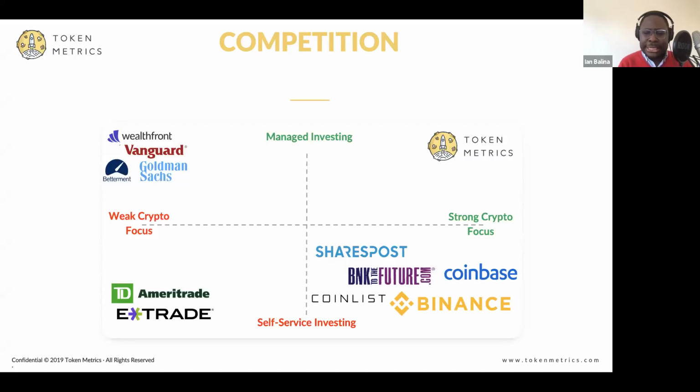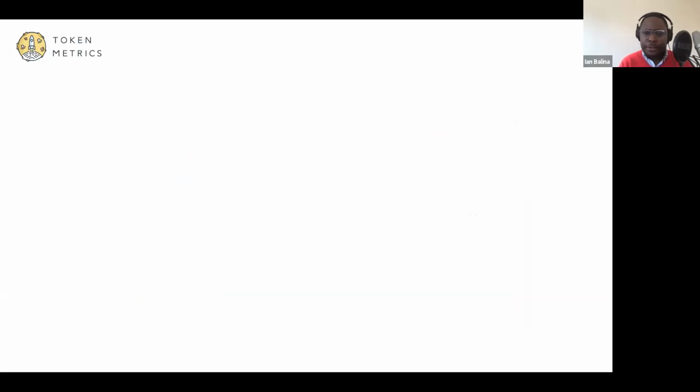Then if we go to the crypto landscape, we also have exchanges like Coinbase, Binance, SharesPost, Bank of the Future, and CoinList. Those have a strong crypto focus, but it's self-service. They don't manage your investing for you. You have to manually do it. And then you have other platforms that are kind of the same thing, like TD Ameritrade and E-Trade. These are platforms where you have to do the work. So with Tokenmetrics, our ultimate vision is to automate and manage your investing for you in a fully compliant and transparent fashion.